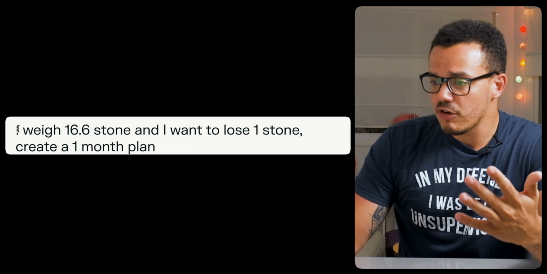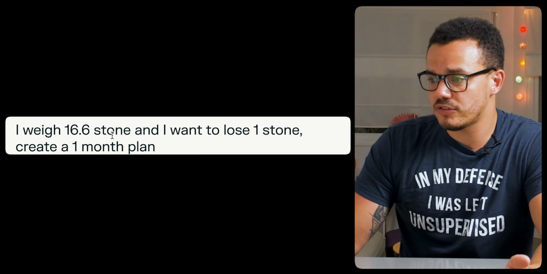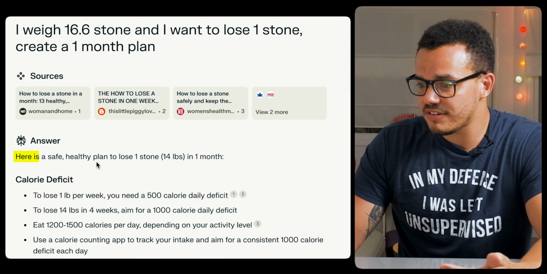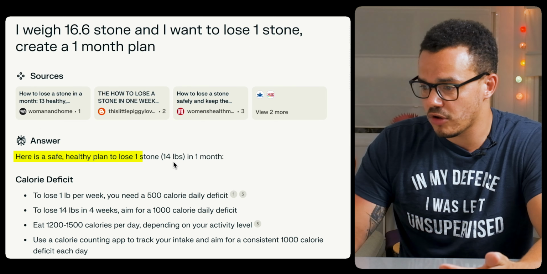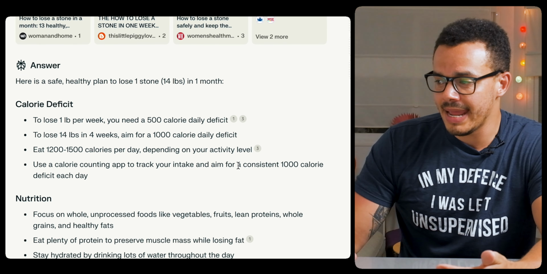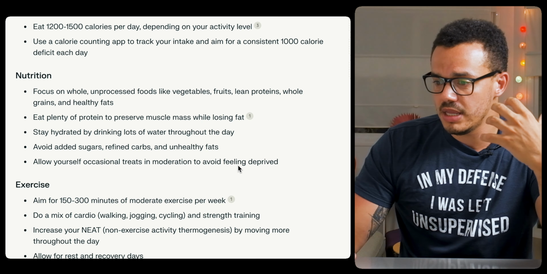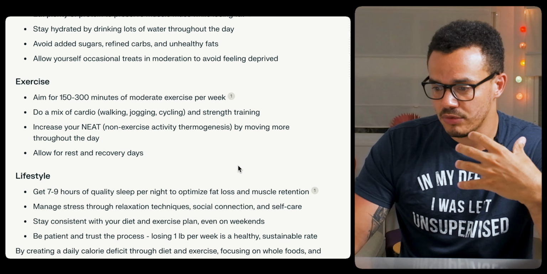So first off, using Perplexity AI, I've put in: I weigh 16.6 stone and I want to lose 1 stone. Create a 1-month plan. Here is a safe, healthy plan to lose 1 stone, 14 pounds, in 1 month. I'm not going to read through every bit because it gets a bit long. I'll slowly go through it, pause it, read it, and you'll get the idea.